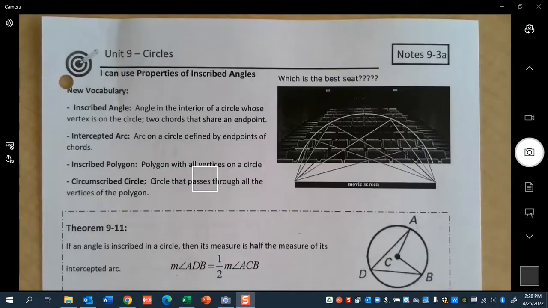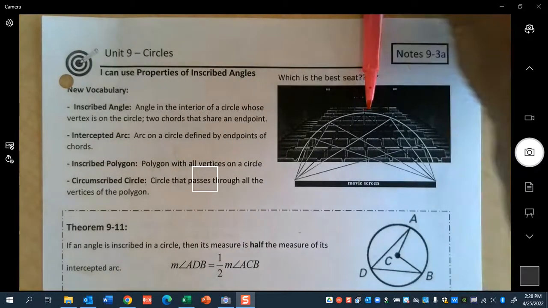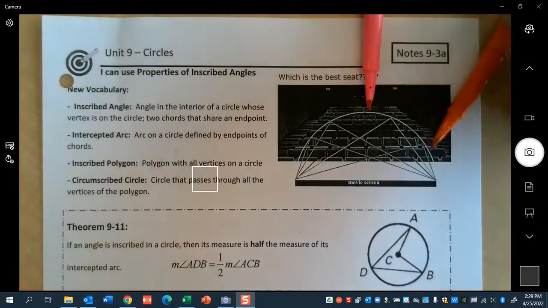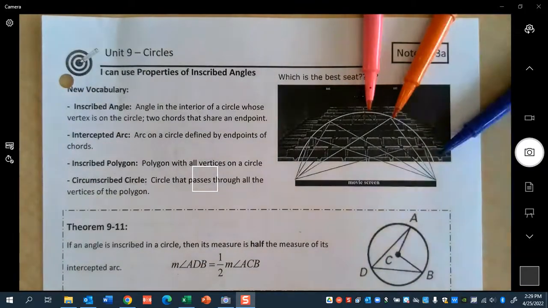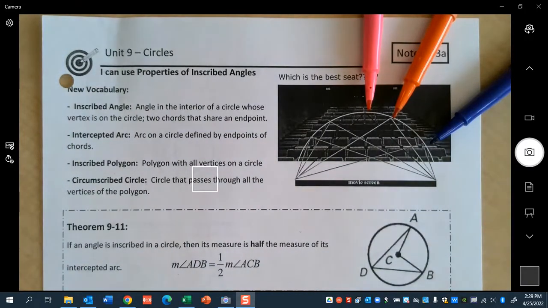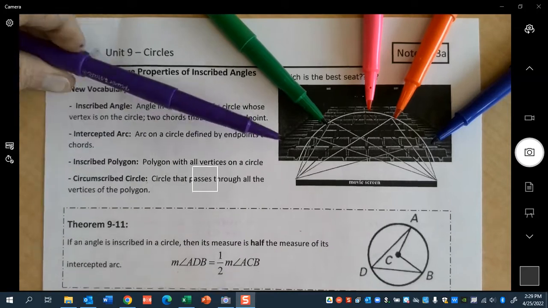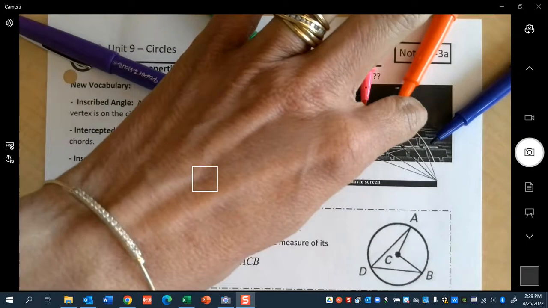To pick your seat at the movies. Now I know this is dark, so I'll put some pens out there to tell you. You can pick pink seat. You can pick orange seat. You can pick blue seat. You can pick green seat. And you can pick purple seat. And of course it goes without saying that you want to pick the best seat.